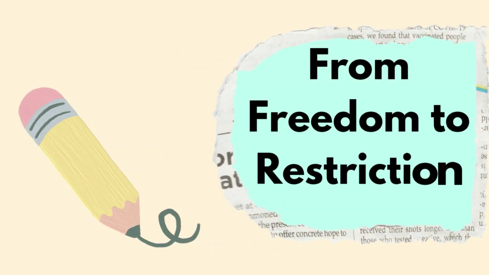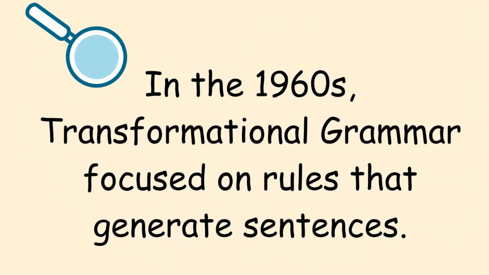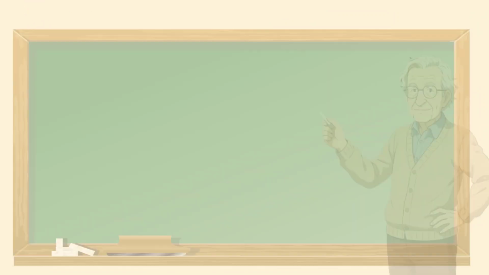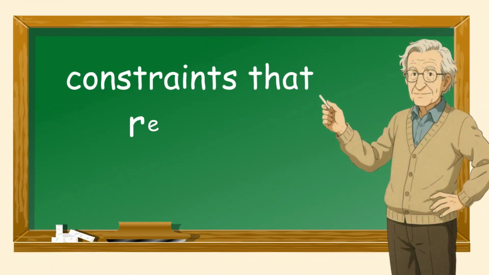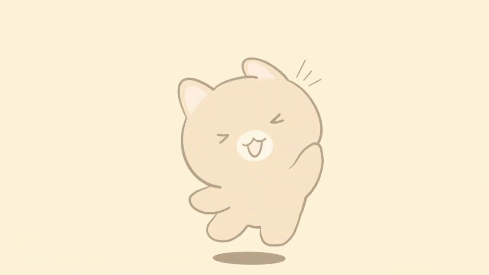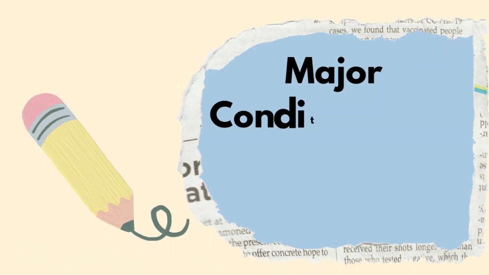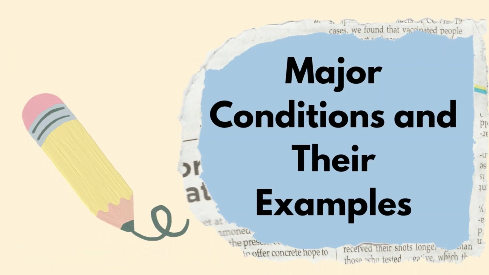Let's first discuss, from freedom to restriction. In the 1960s, transformational grammar focused on rules that generate sentences. By 1973, Chomsky realized that what we really need are constraints that restrict transformations, defining what cannot happen. Let's go through these conditions one by one. Now let's discuss the major conditions which acted as brakes on transformations.